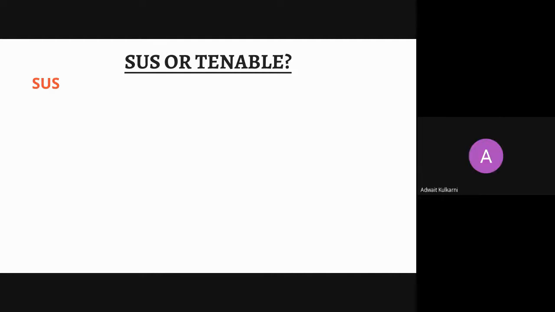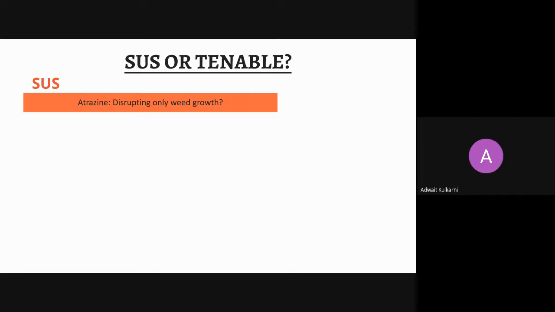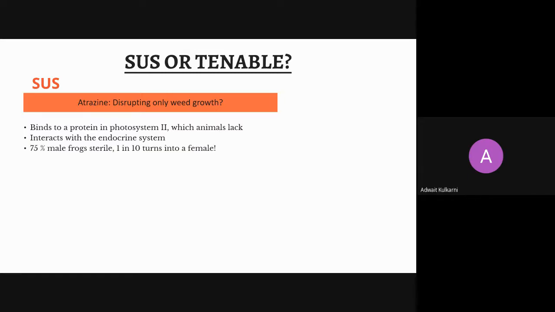Now let us look at another example, which was terrible for humans, and we are discussing the example of atrazine, which is widely used as a weedicide. It interacts with photosystem 2 of the plants, and since it is reacting with a plant protein which is not found in humans, it was supposed to have no implications on humans. But it affects the endocrine system, okay, and we'll get there how it affects. A study on frogs showed that around 75% of male frogs were sterile, and around 1 in 10 converted into female frogs. Okay, so this was all because of the impact of atrazine.